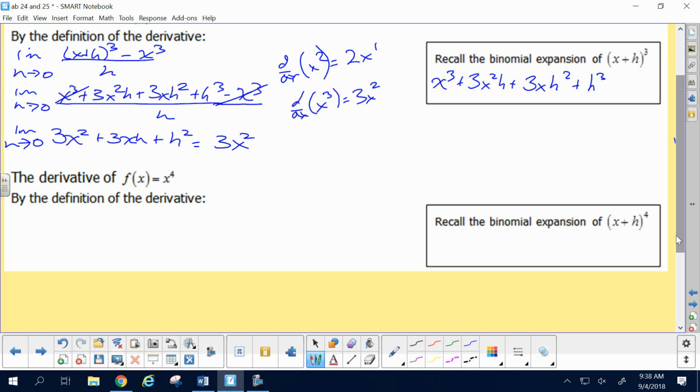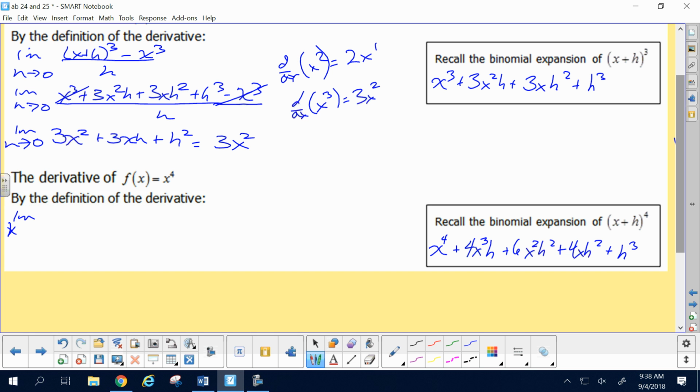What is the expansion of x plus h to the fourth? I'm going to give you a little. X to the fourth plus 4x cubed h. The x's gradually go down in power by 1. So 4x cubed h plus 6, what do I mean? Plus 4xh cubed plus h to the fourth. And the x to the fourth expansion has 5 terms.